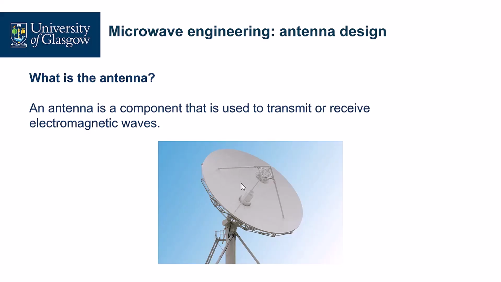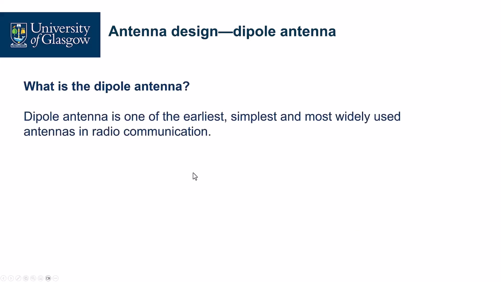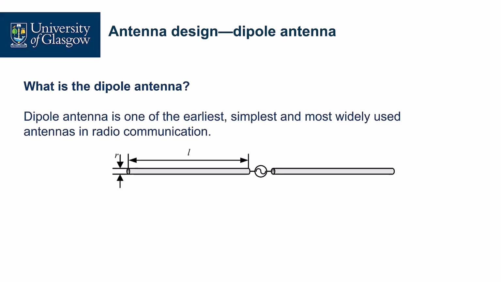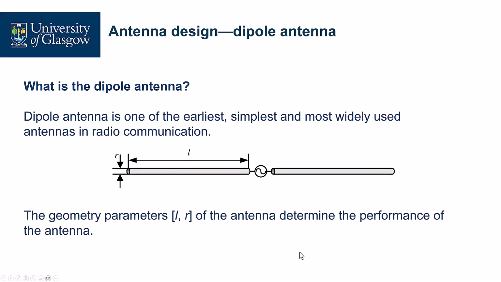The easiest or simplest antenna we can focus on in this session is the dipole antenna. The dipole antenna is one of the most widely used in radio communication. So let's see a simple case. In this dipole antenna, we change the length L and the radius R, right? Each antenna with a different L and R has a different performance.